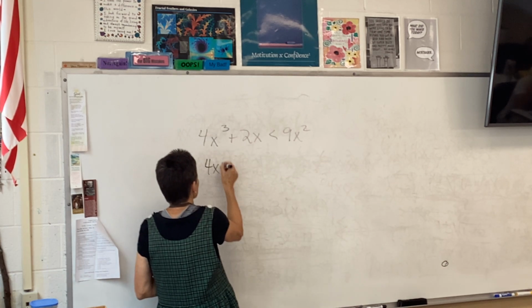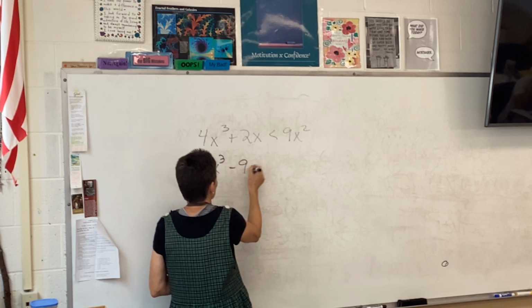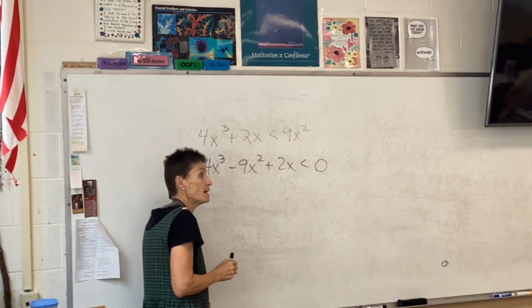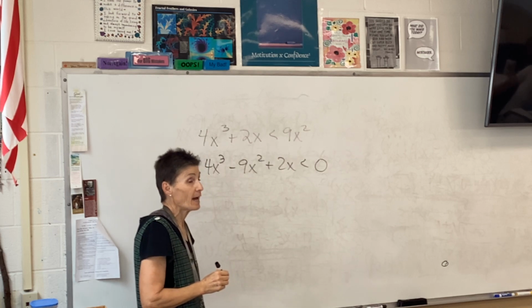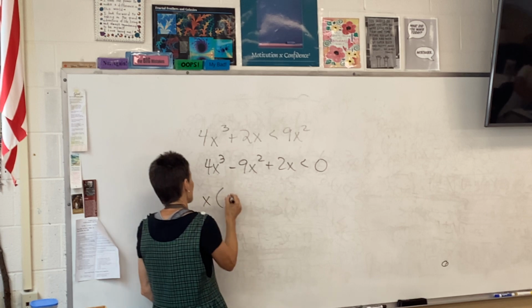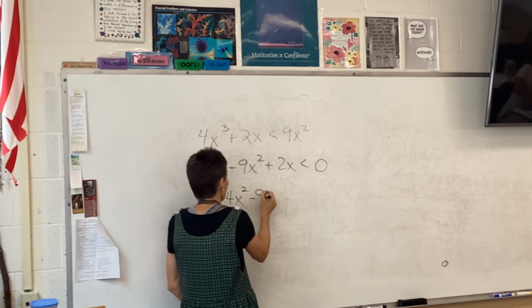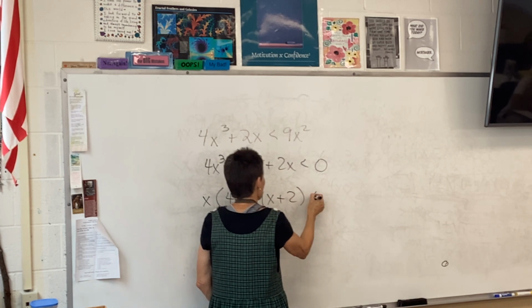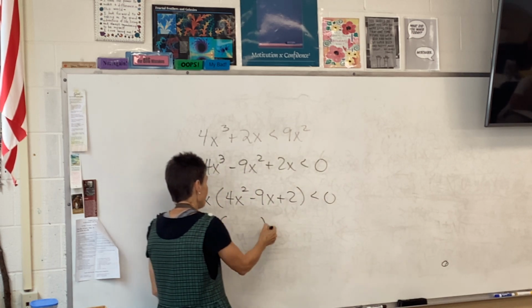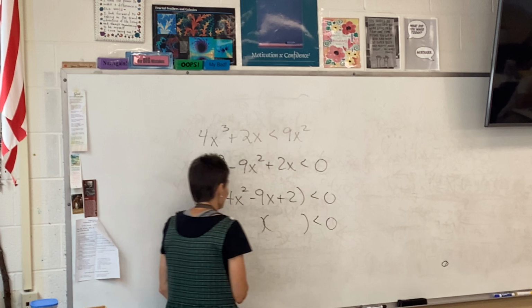So we're going to get a 0. I'll put things in order while I'm at it. And then I notice that I can take out an X, call that the GCF. And then I notice that the thing I have left, when I take out my GCF, factors.